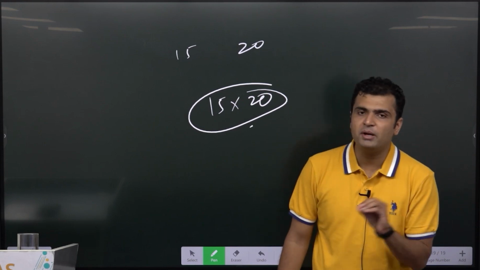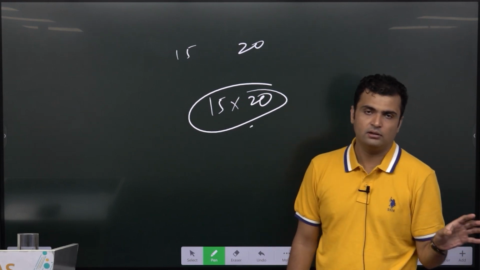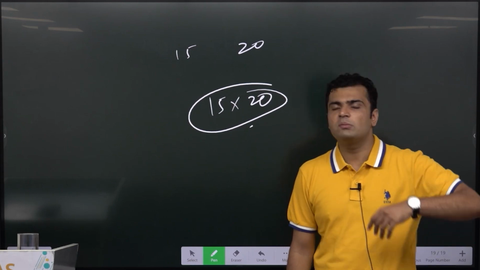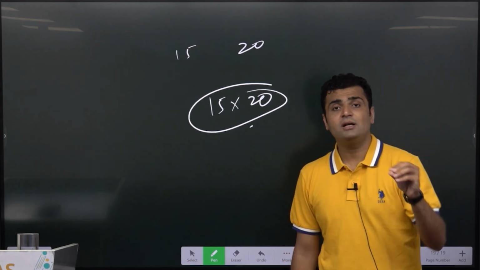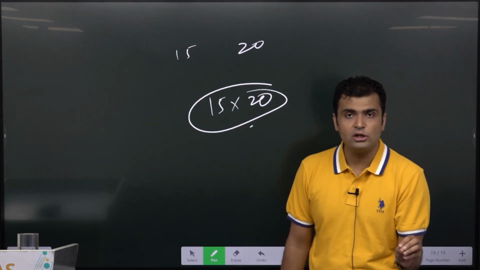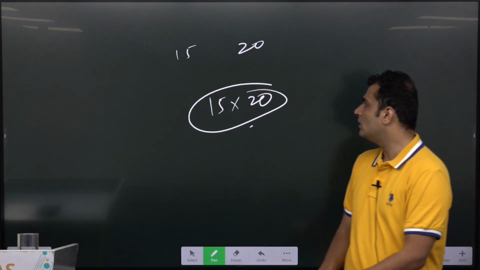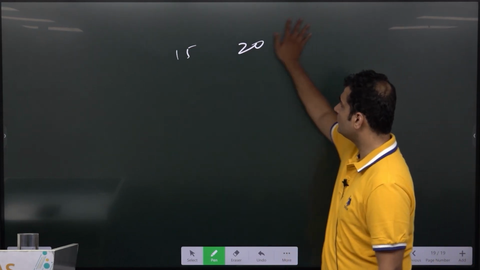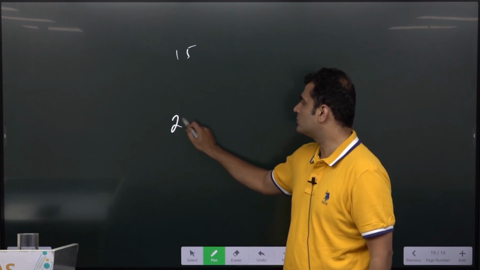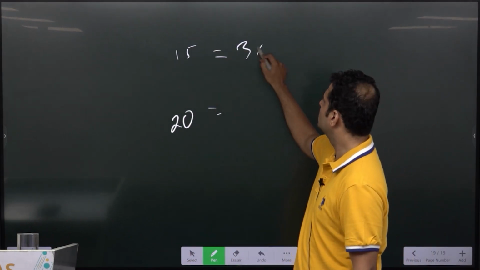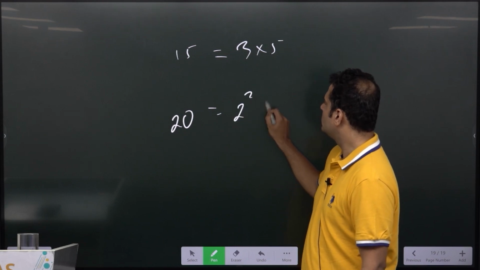But वो LCM है कि नहीं वो depend करता है. LCM क्या होता है? Least of the common multiples. कॉमन मल्टीपल्स तो बहुत सारे होंगे, but उनमें से सबसे छोटा जो है वो है हमारा LCM, least common multiple. और LCM निकालने की सबसे छोटी मेथड क्या है? Again will refer to our prime factorization. This is 3 into 5, this is 2 square into 5.